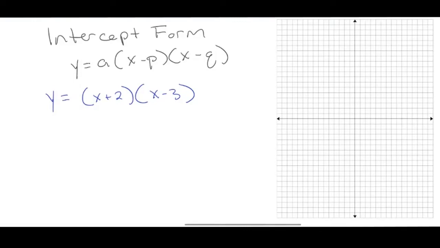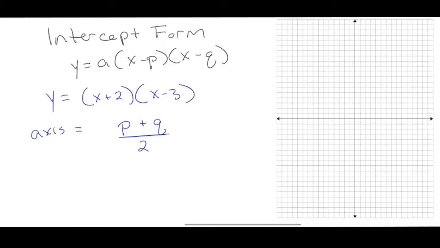All right, so what I'll want to do is find my axis of symmetry. My axis of symmetry will be where (p plus q) divided by 2 is. And that will be the x value. That will be our axis of symmetry.